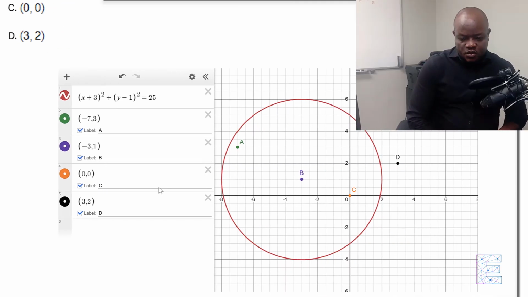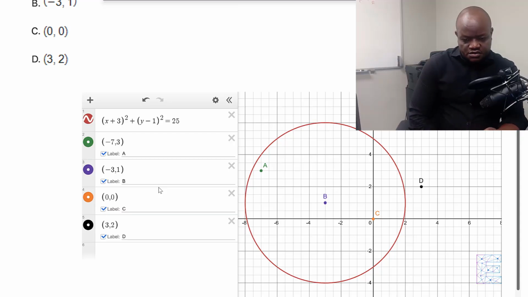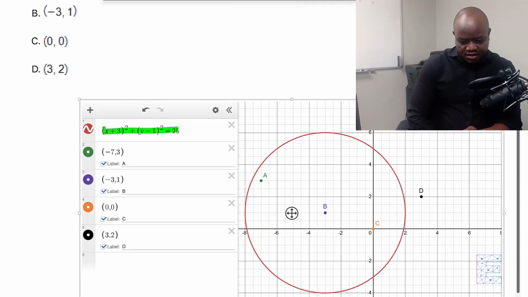This is the question from above in Desmos right here. You see the equation typed in right there, and then I entered each of the answer choices as a point. These are the four points. Clearly, D would be the answer to this question because it's outside of the circle. All the other ones are inside.